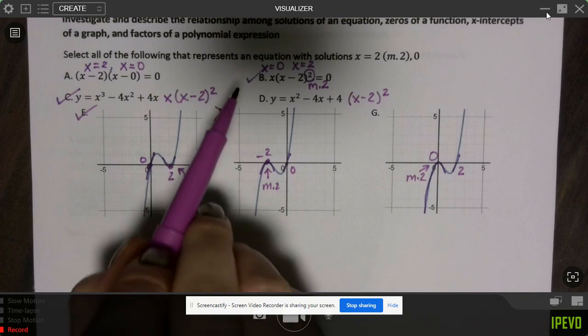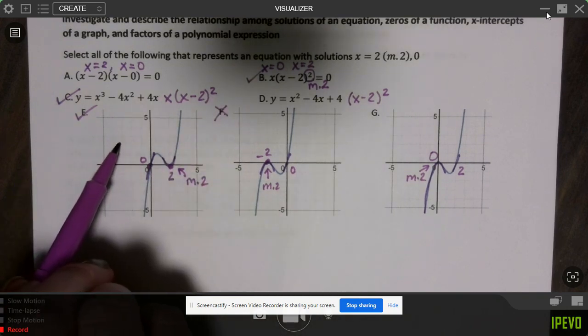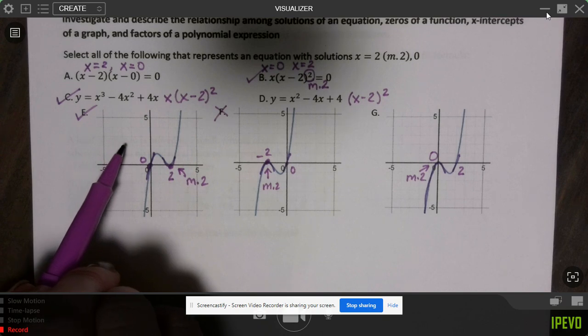So your final answer here, B, C, and E, all are equations, functions that have solution 2 with a multiplicity of 2 and 0.